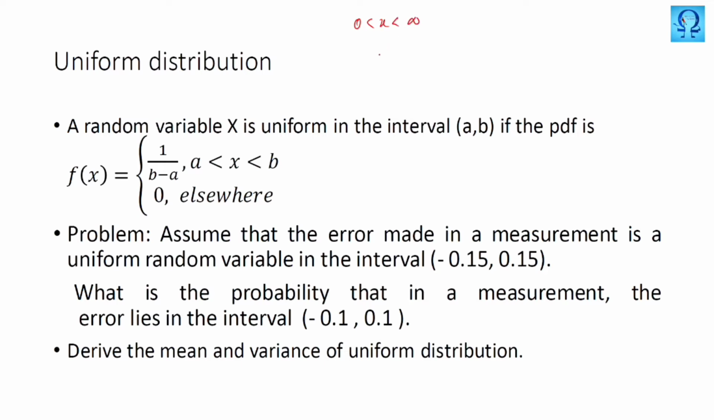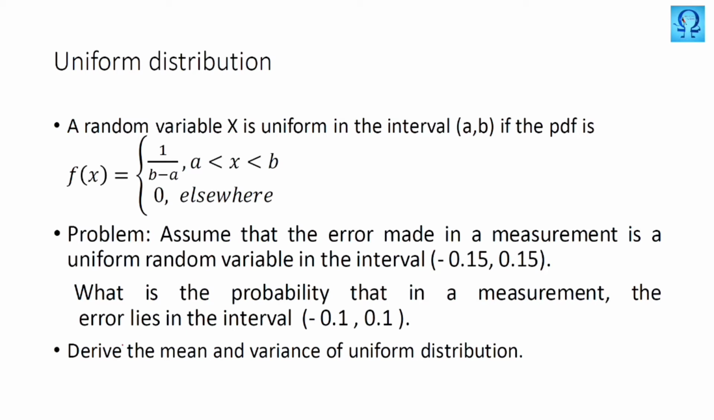Is this possible? If you look at the definition, your f of x has to be 1 upon b minus a. So it is 1 upon infinity. This is not possible. So whenever we are defining something in uniform distribution, it is defined on some discrete sample space or interval of finite length.